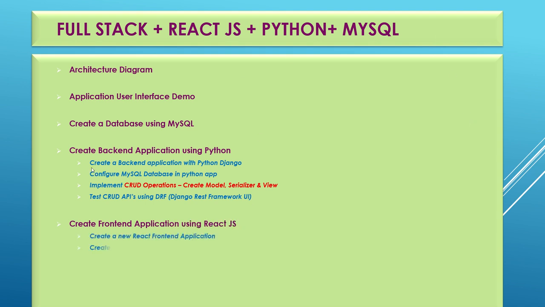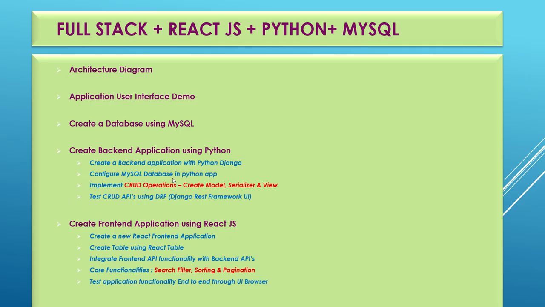And these are some points which we are going to cover in sequence to create the backend application. Like first, we will create a backend application using Python Django framework. Next, we will configure the MySQL database in the Python application. In the settings file, we can configure this MySQL database related stuff. Next, we are going to implement the CRUD operations in the backend application, and for that we are going to create a model, serializer, views, and we are going to configure the URLs and run our application and test our application using Django REST framework user interface. So these are the points which we are going to implement in sequence for the backend application.